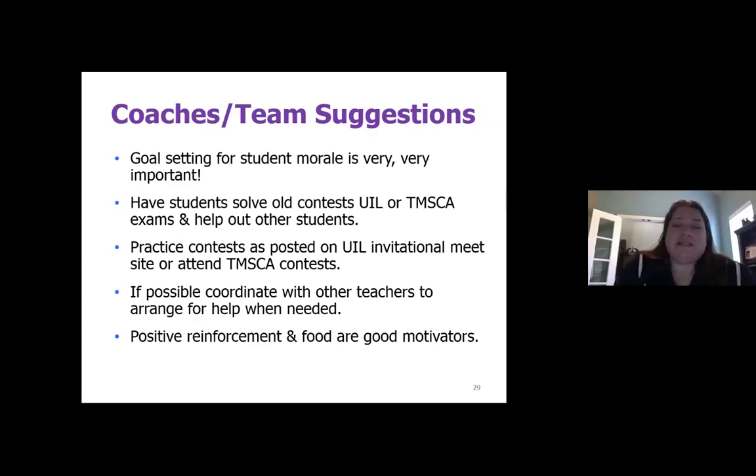So, some coaches and team suggestions. Obviously, setting goals for your students is going to be really helpful. I think setting individual goals for the student. There might be students that are coming in that are strong in biology, and others that are strong in physics or chemistry. So setting those individual goals is important, and then having them work together to help each other in the areas where one student is stronger and another student is weaker. Also, having students solve old contests, either the UIL contests or the TMSCA contests, and there are other problems you can probably find out there on the internet.